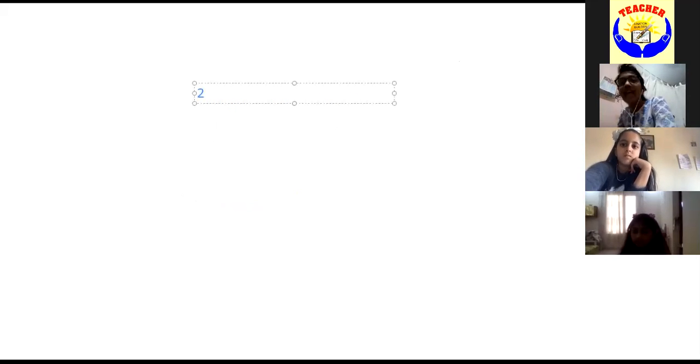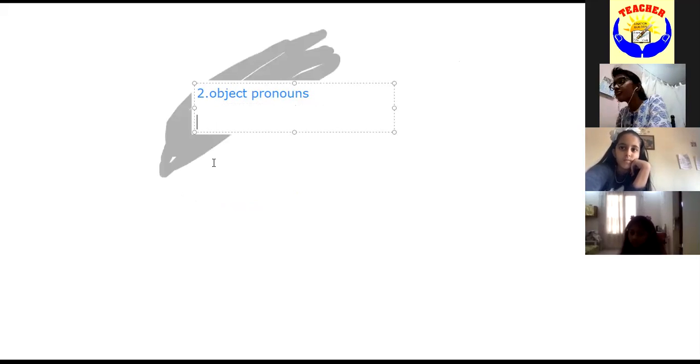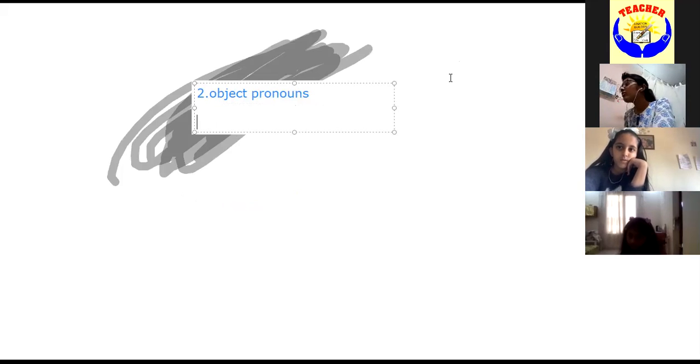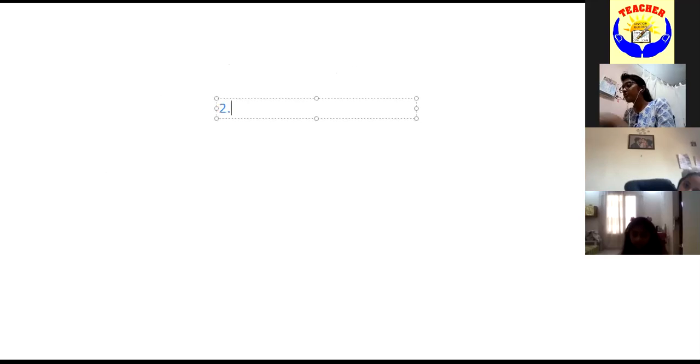Okay, so the next category is called object pronouns. So this is the second part of personal pronouns. That is object pronouns.